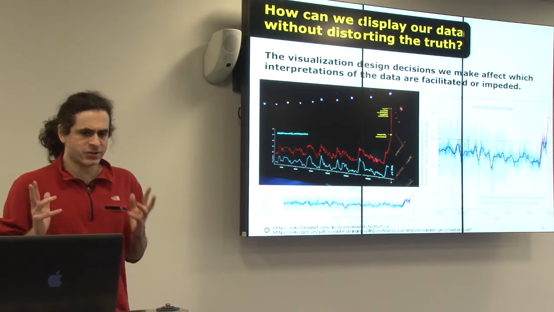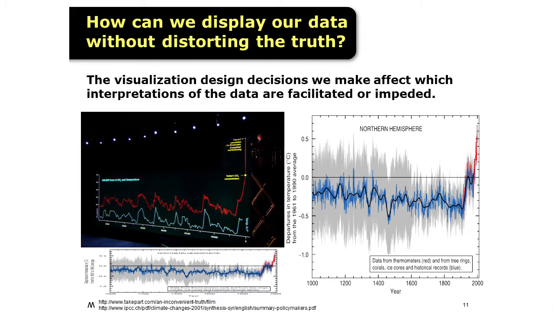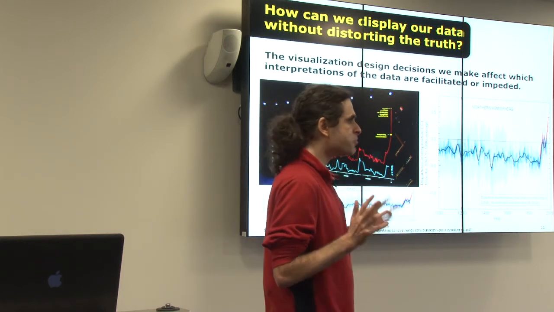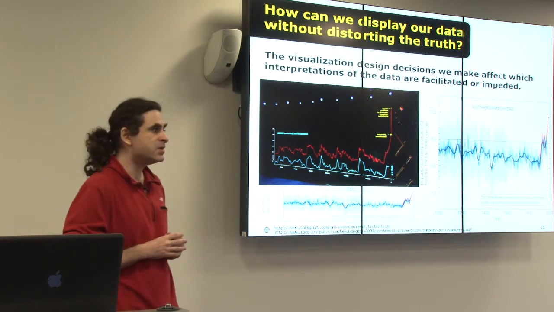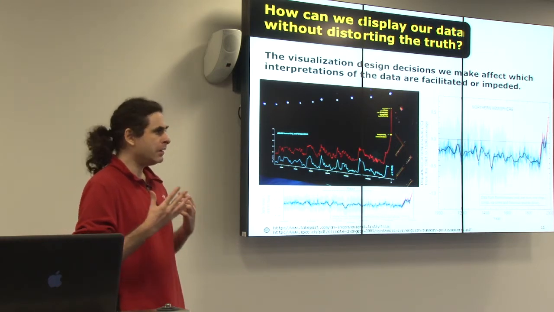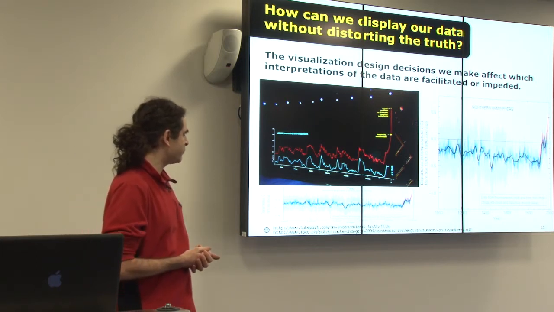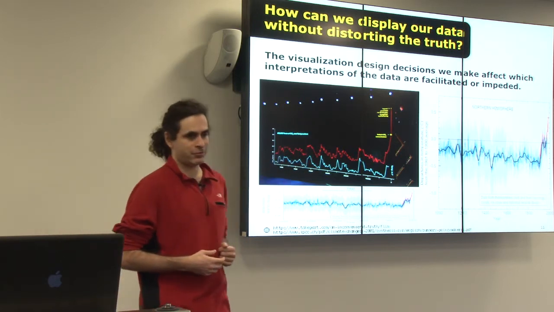So what do we do? Well, visualization design makes decisions. That's what designers do. And the decisions we make necessarily affect which interpretations of the data are facilitated and which are impeded. We are creating subconscious impressions in the minds of our viewers, and those impressions can be manipulated, they can be, of course, made honestly as well, but mostly they need to be communicated, as you see Al Gore is trying to do.